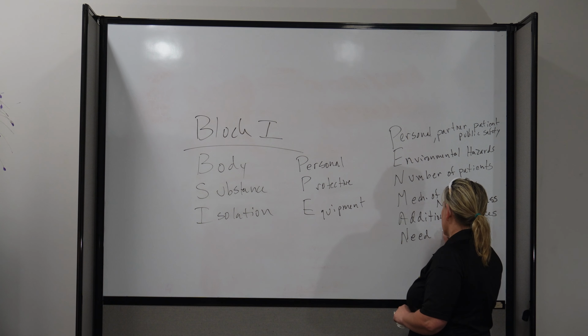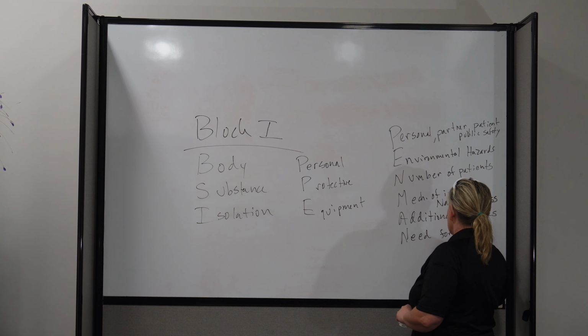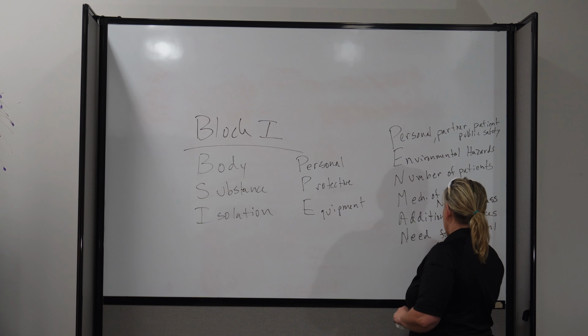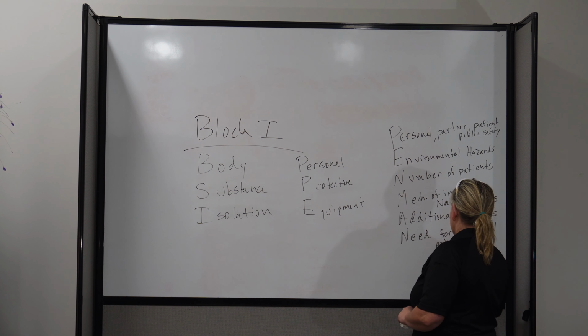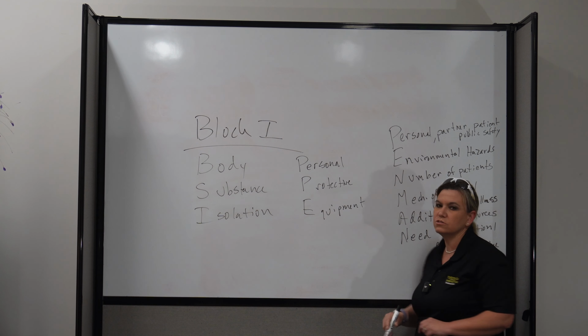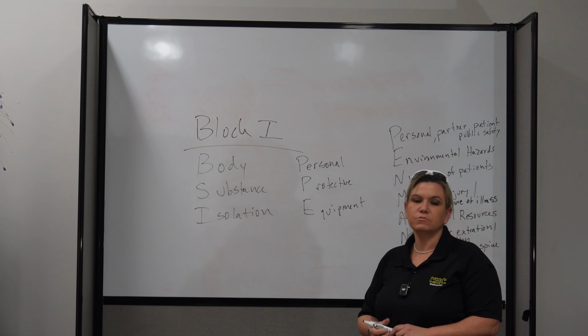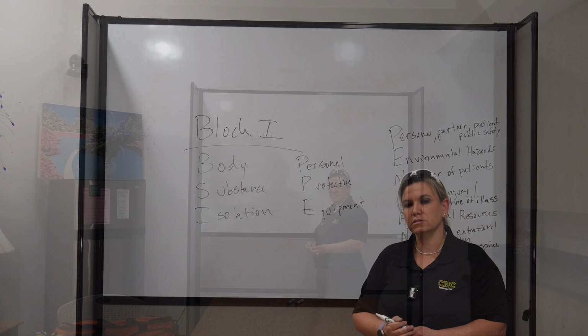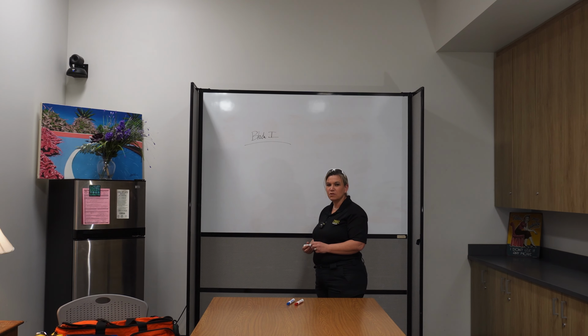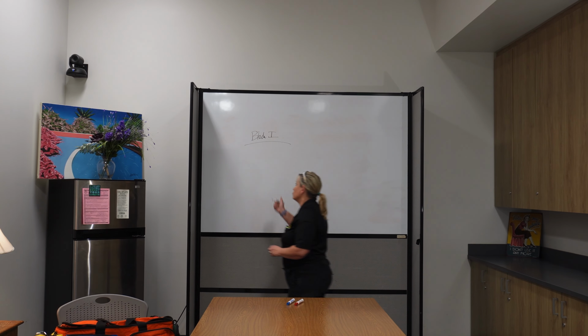And last, we have need for extrication or extraction, as well as a need for C-spine. So for instance, if I had a patient in medical that we found when we got on scene was found on the floor, I would find out how that patient got to the floor to find out if there's a need for C-spine or not. All right, so when we continue on, we just did our BSI, PPE, PINMAN. Now we're going to talk about our general impression.